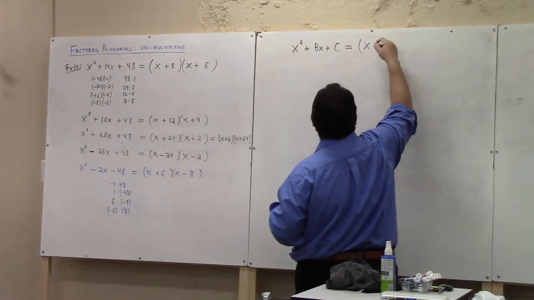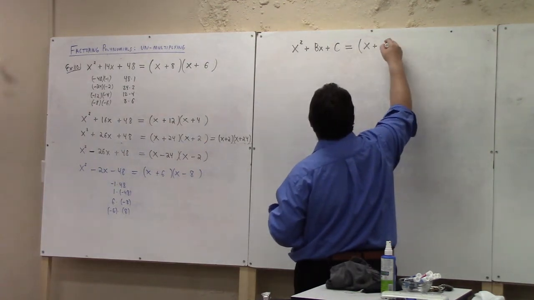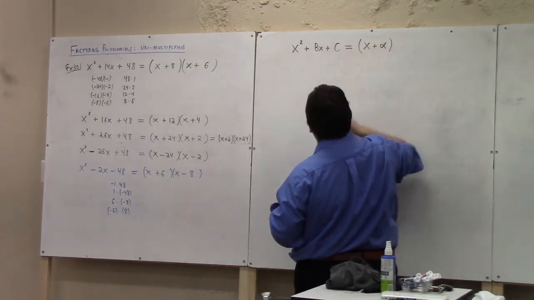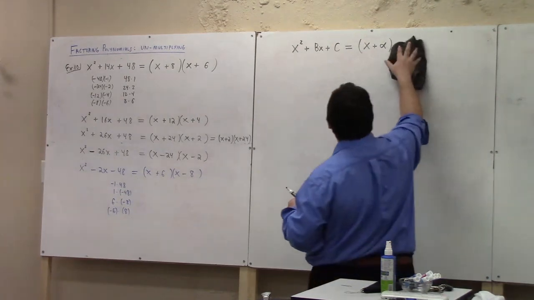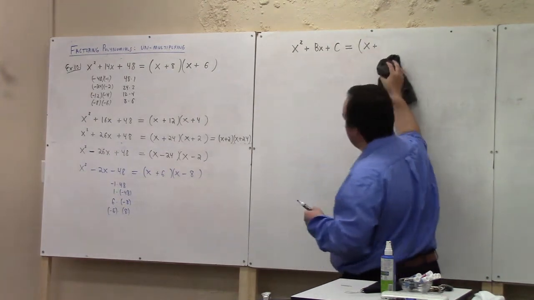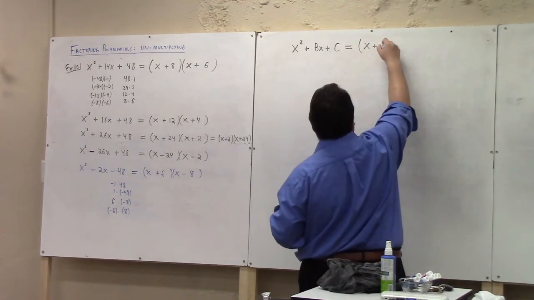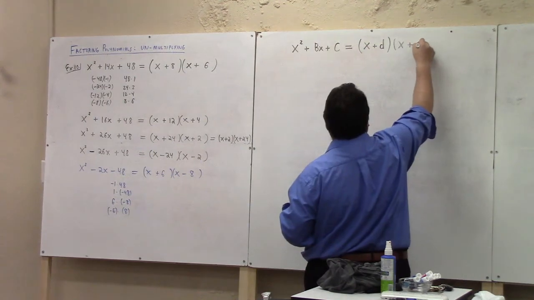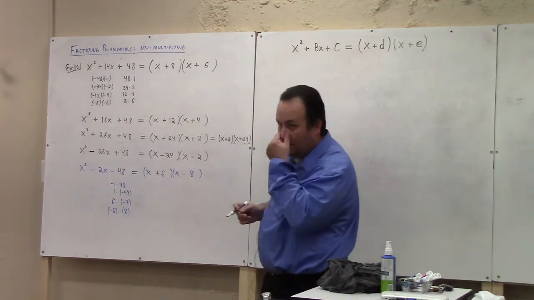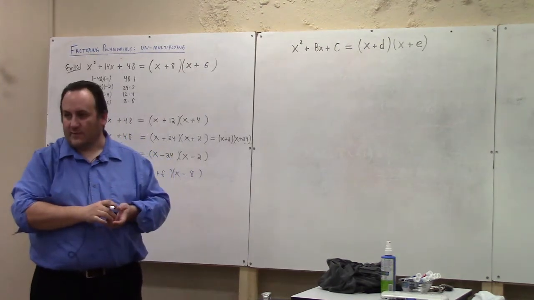What do you guys want to call the number? I need letters I haven't used already. I'm going to use alpha. No, that's not going to give you guys joy if I use alpha. What's that? Use what? B? D? Oh, D, as in like dog. And x plus e. I like it. So my question is, what is this D and E that we're looking for?